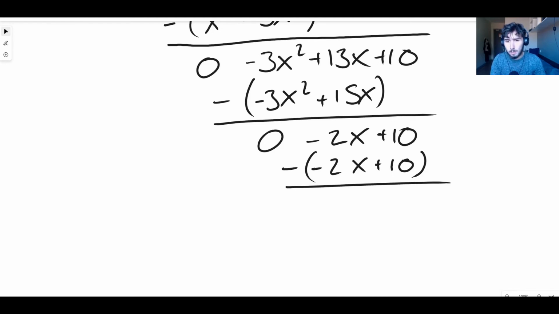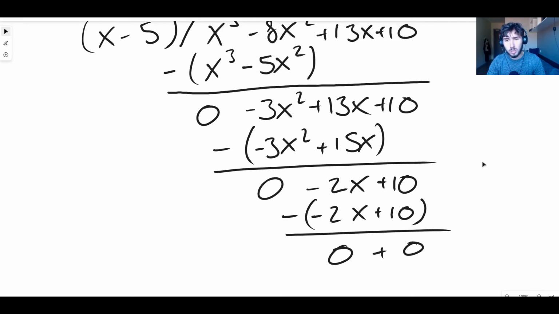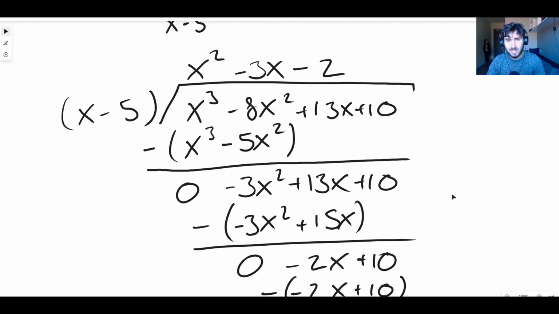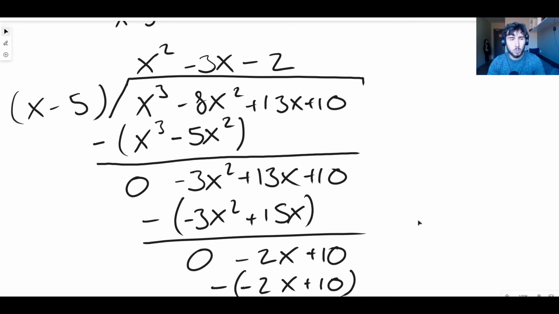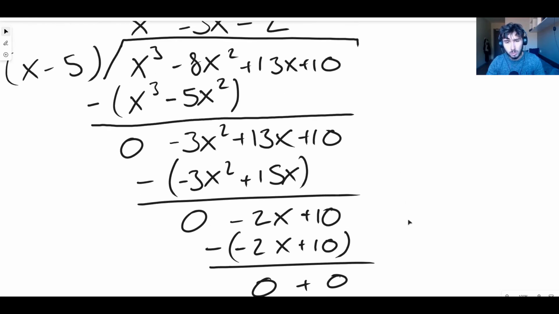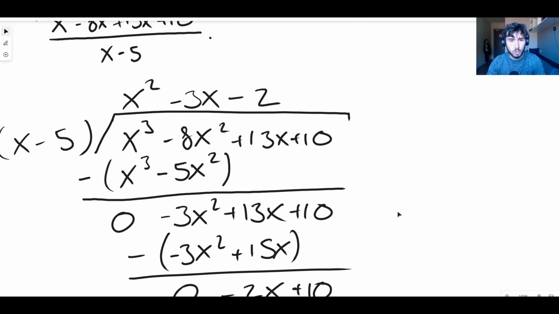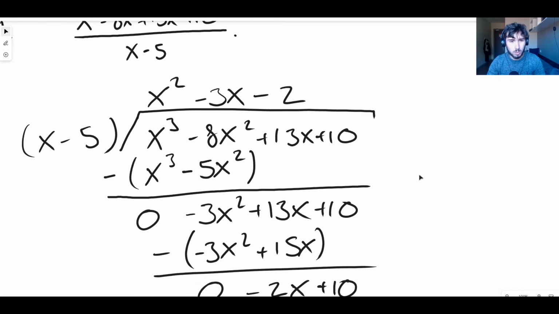And then we take away, we get minus 2x minus minus 2x. That is 0 because it's minus 2x plus 2x, that's 0. And then it's 10 minus 10, which is also 0. And once again, you have zeros at the bottom, which means that is good stuff. You want zeros at the bottom unless, as we'll talk about in the future, we can get remainders, and that's when there aren't zeros at the bottom, but we'll talk about that later. So for now, make sure there's zeros on the bottom.